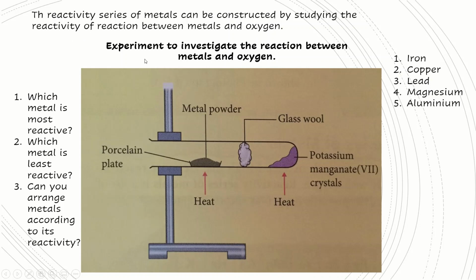Mana kata kita boleh buat eksperimen tu di dalam makmal. Okay, eksperimen to investigate the reaction between metals and oxygen. Let's say we have several examples of metals. Okay, we have iron, we have copper, we have lead, we have magnesium and aluminium. So, which metal is most reactive?